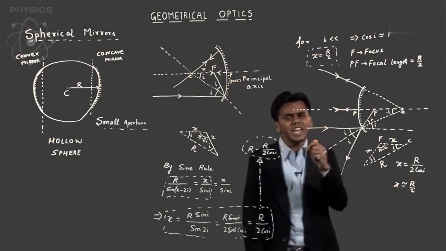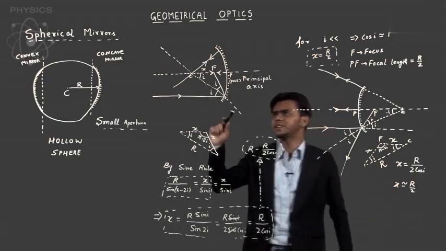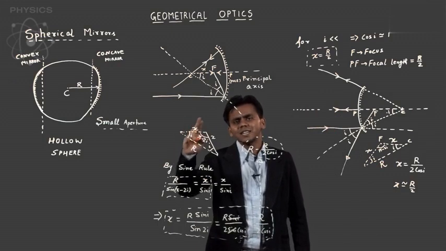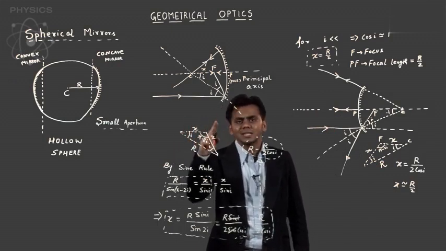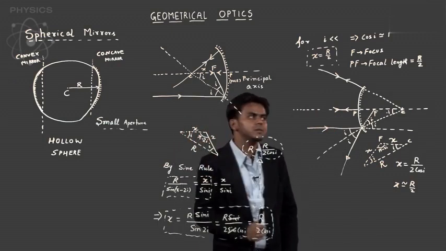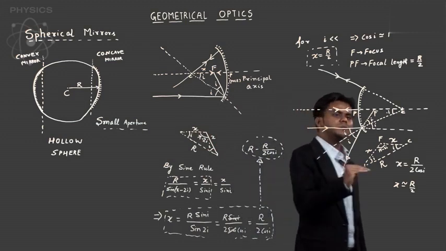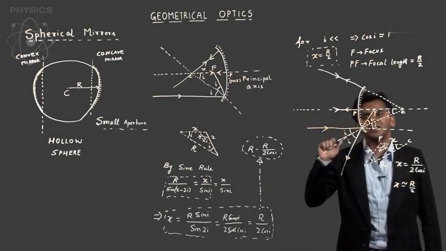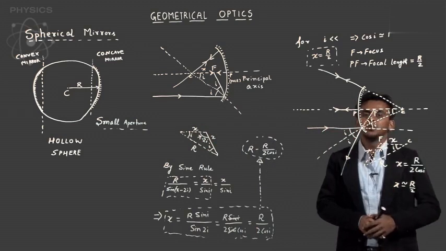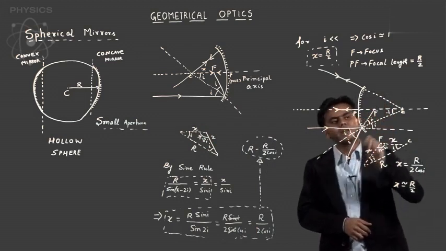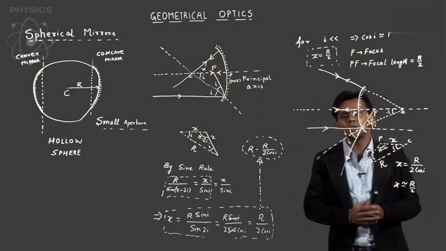But the change here is, for the case of a concave mirror, parallel rays would actually meet at the principal axis, so I'll have a real focus. But in the case of a convex mirror, I'll have to do geometrical construction deliberately to make this reflected ray meet the principal axis, and that would be a virtual focus.